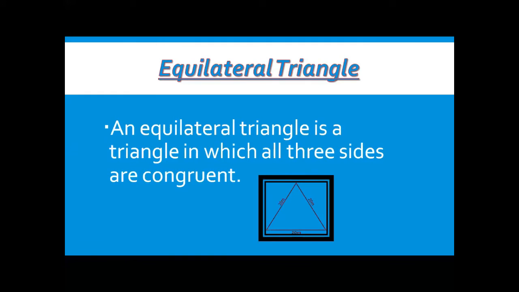Like in this picture, we can see that all sides are equal in measurement, equal in length. 20 meter, 20 meter and 20 meter. All three sides are equal in length. So this type of triangle is known as equilateral triangle.